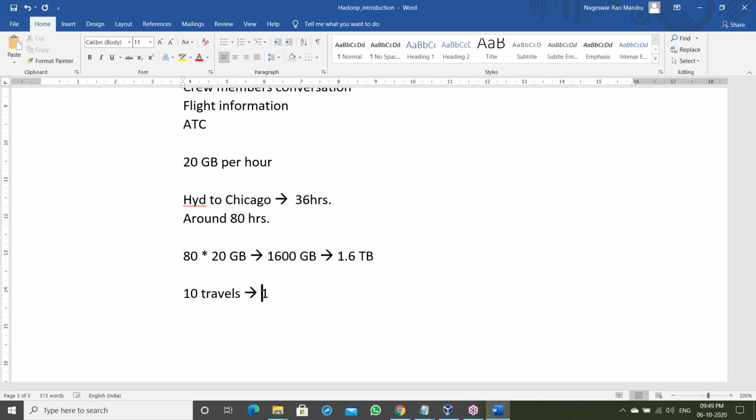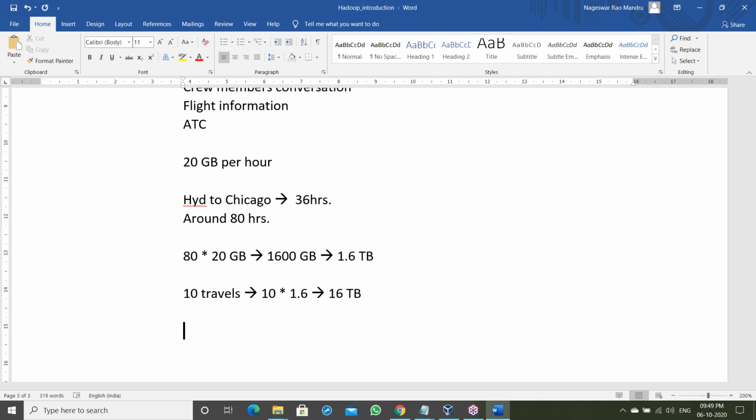So for 10 travels, how much? 10 multiplied by 1.6 equals 16 terabytes. Yes, one flight generates 16 terabytes of data in a month. Like this, there are many flights.